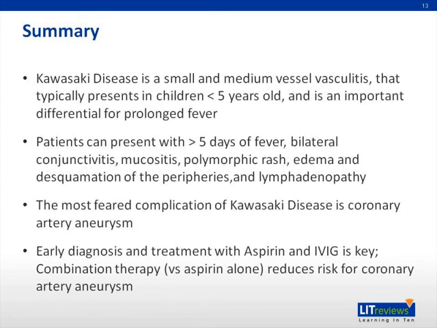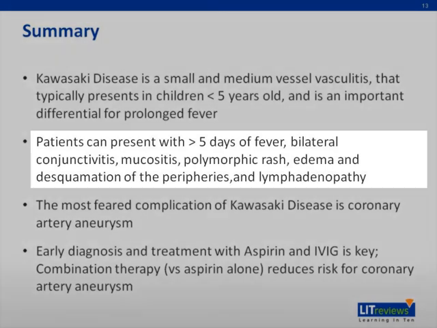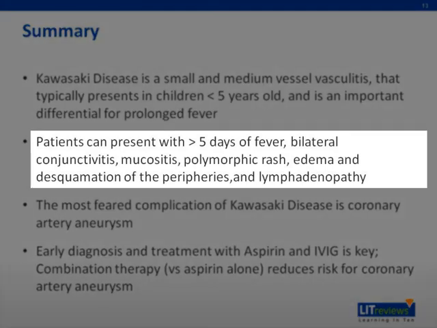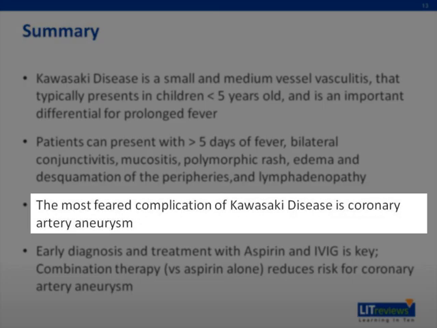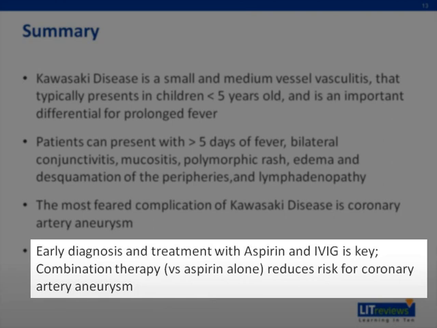So in summary, Kawasaki disease is a small and medium vessel vasculitis that typically presents in children under the age of 5 and is an important differential for prolonged fever. Patients can present with more than 5 days of fever, bilateral conjunctivitis, mucositis, polymorphic rash, edema and desquamation of the peripheries, and lymphadenopathy. The most feared complication of Kawasaki disease is coronary artery aneurysm. Early diagnosis and treatment with aspirin and IVIG is key. Combination therapy versus aspirin alone reduces the risk for coronary artery aneurysms.